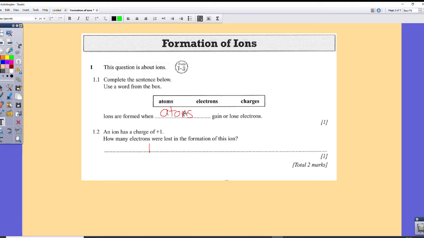Ions are formed when atoms gain or lose electrons. So an atom is an ion without a charge, or an ion is simply an atom with a charge. Now, if an ion has a charge of +1, how many electrons were lost in the formation of this ion? Well, if it's positive, it must have lost electrons, and if it's positive by 1, then it must have just lost 1 electron.